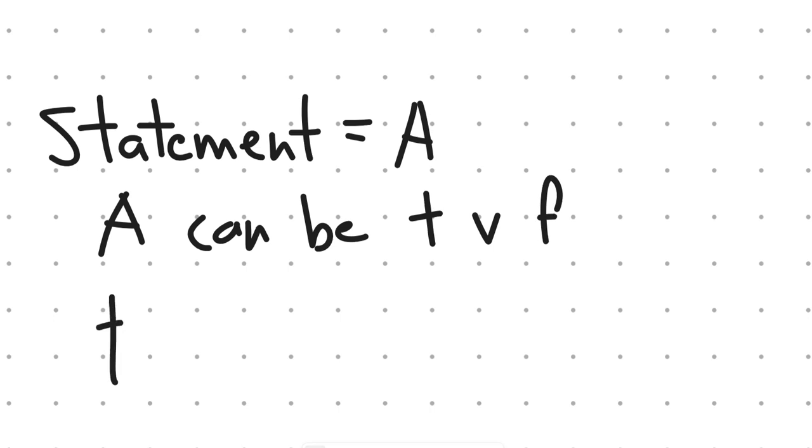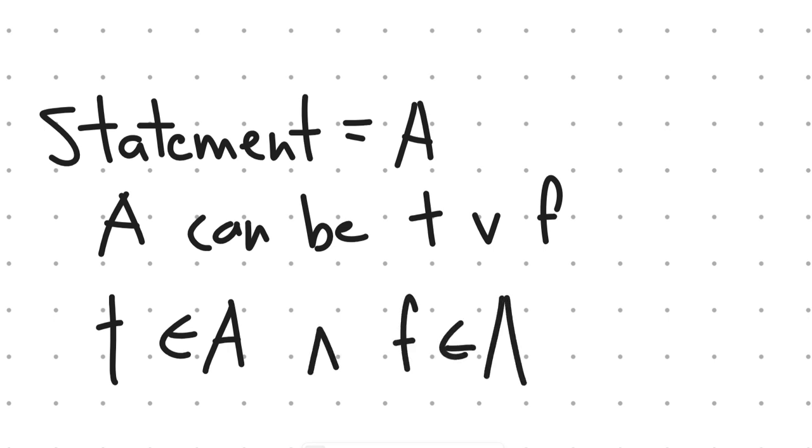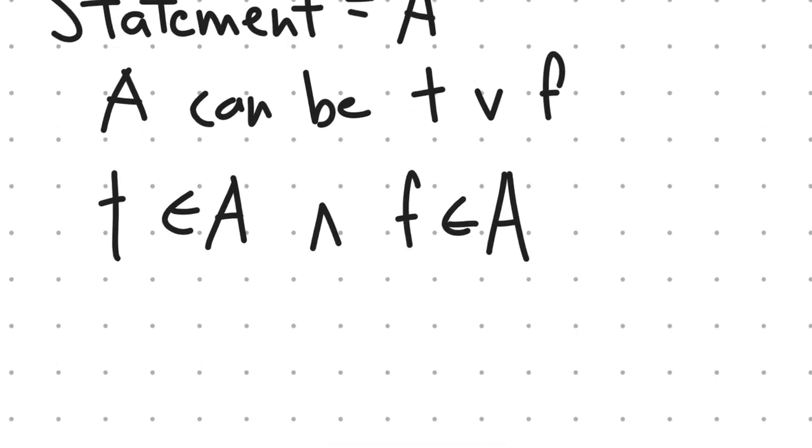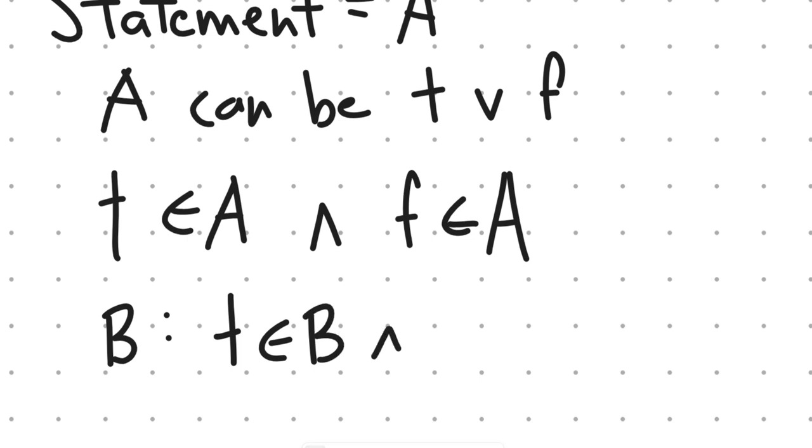True is something you say about a statement, which is an element of A, and false is also an element of A. The same thing goes for B, where true is an element of B and false is an element of B. So we would have to combine A and B. If I have two statements, how many combinations of true and false would I have?